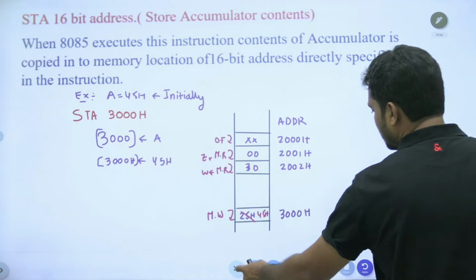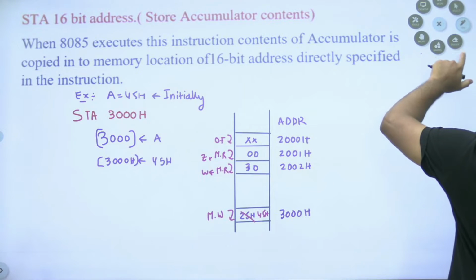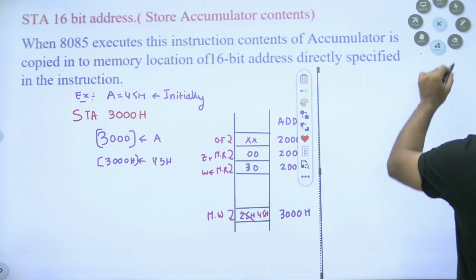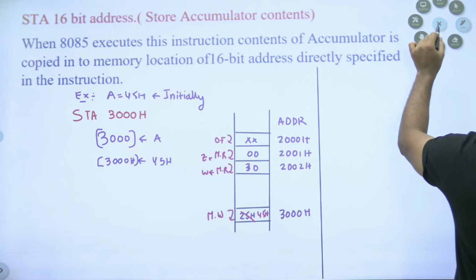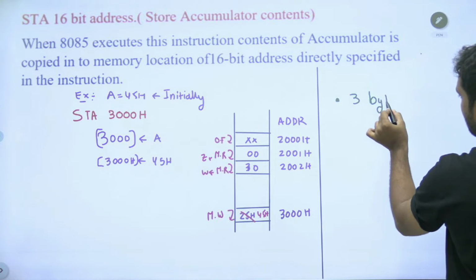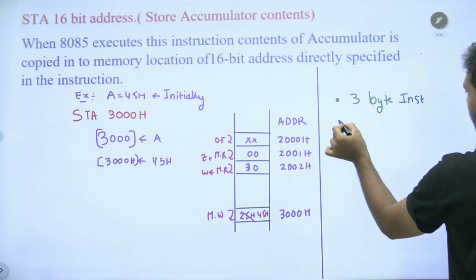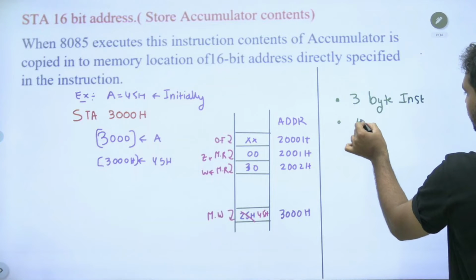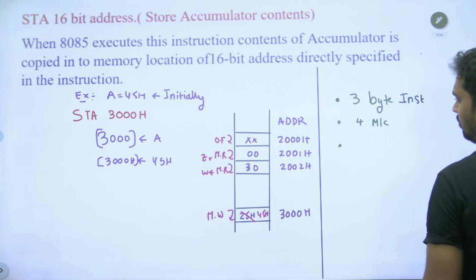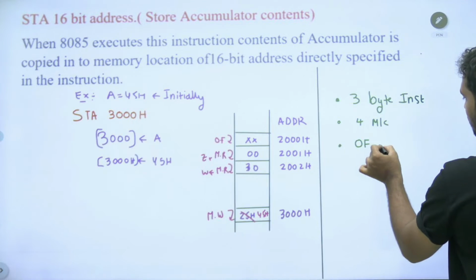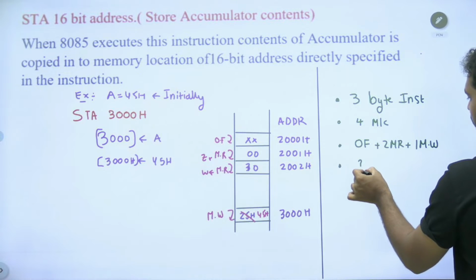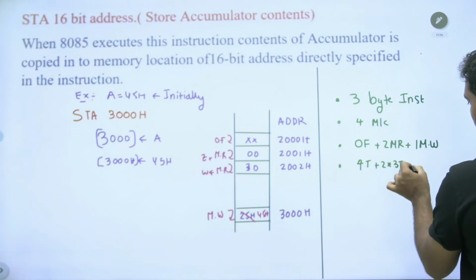Previously also, if you want, I can write this regularly. Firstly, it is a 3-byte instruction. How many machine cycles? 1, 2, 3, 4 machine cycles. Opcode fetch, 2 times memory read, 1 memory write. Okay. So it is 4T plus 3T plus 3T plus 3T.